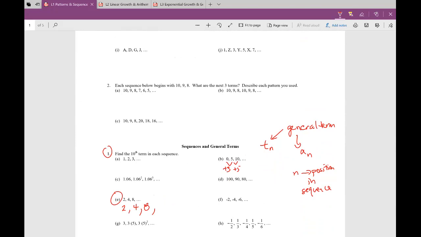Oh, it seems to be multiplying by 2. Right? So the next one's going to be, what is that? 16, 32, 64. You keep on going. 128, 256, 512.